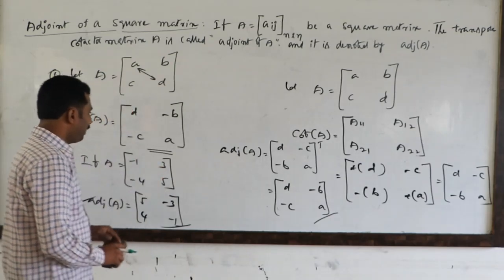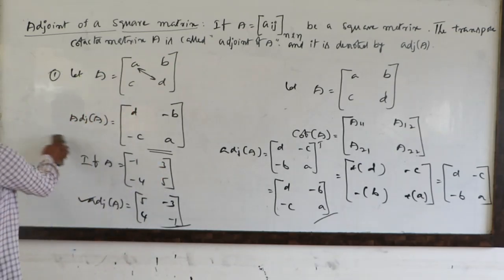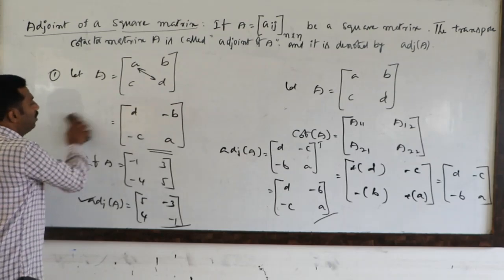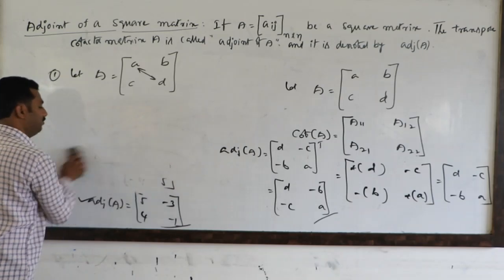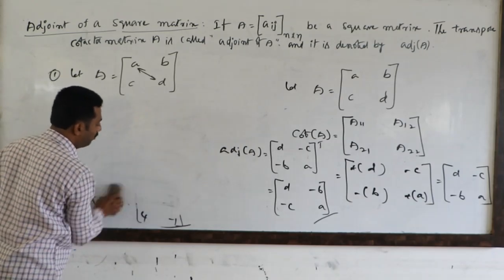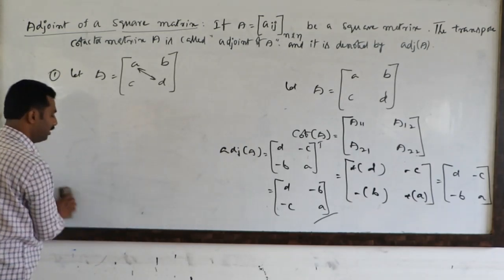How to calculate the adjoint of a square matrix of order 3 by 3? What is the adjoint of a 1 by 1 matrix? Itself. Adjoint of a 1 by 1 matrix is itself.